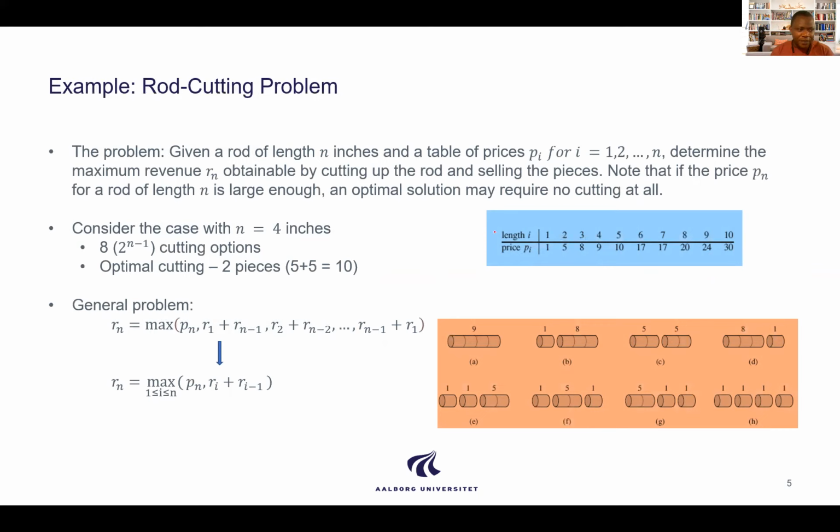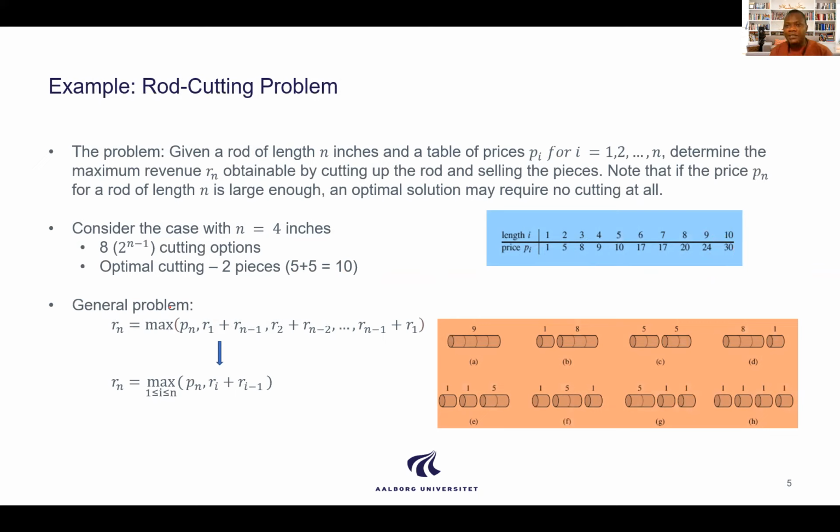An example is given in the table here, where we have length in whatever unit. It could be in meters. Let's just take that as an example. And then a 1 meter rod costs, say, $1 US, right? A 10 meters rod on the other end costs $30 US. Now you have this rod of length N. In this example, let's take N equals 4. So I have a 4 meters rod and I would like to sell it.